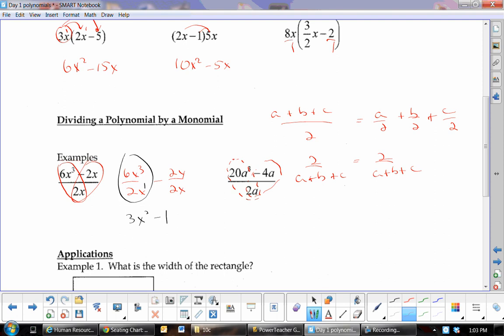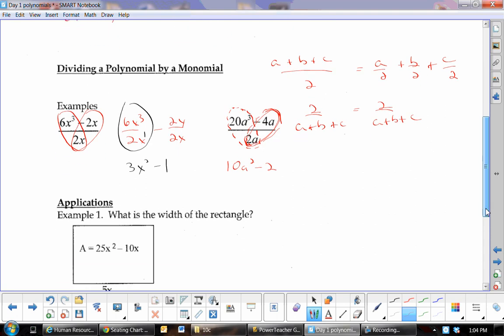What's 20a cubed divided by 2a? Then a squared. And then I can do the other one. So negative 4a over 2a. Negative 2. Making sense?